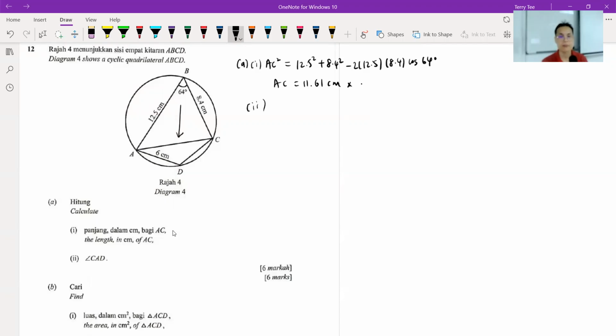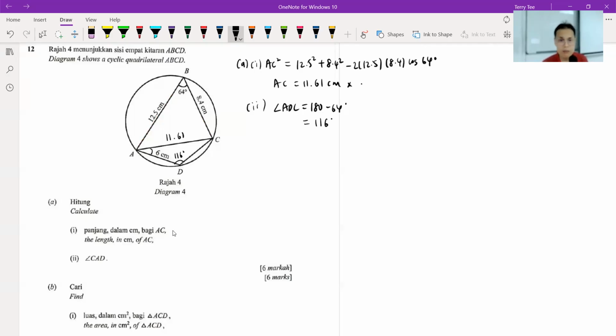All right, second one. I want to find angle CAD. But we cannot find angle CAD directly, although we know this length, 11.61. Like I said, it's a cyclic quadrilateral. A cyclic quadrilateral has one important feature: the opposite angle is 180 minus. We call it the interior opposite angle. So this angle over here, can we just write it straight away? Angle ADC is 180 minus 64, which is 116. Yeah, this angle over here is 116.